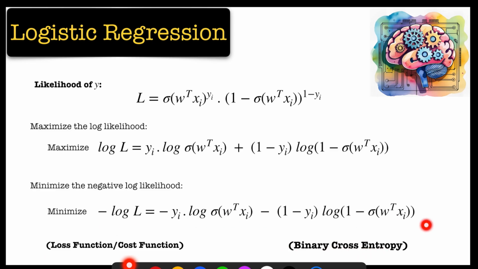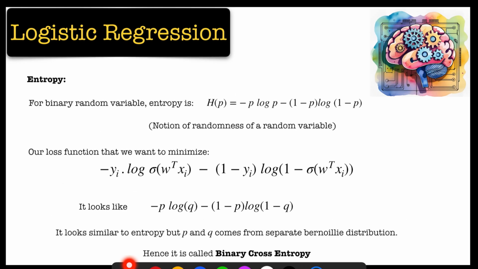So why is it called binary cross entropy? What is entropy? For a binary random variable, entropy for any p will be minus p log p minus 1 minus p log 1 minus p. This defines the notion of randomness of a random variable. So our loss function that we want to minimize is this, right? Minus yi times log of sigmoid of W transpose xi minus 1 minus yi times log of 1 minus sigmoid of W transpose xi.